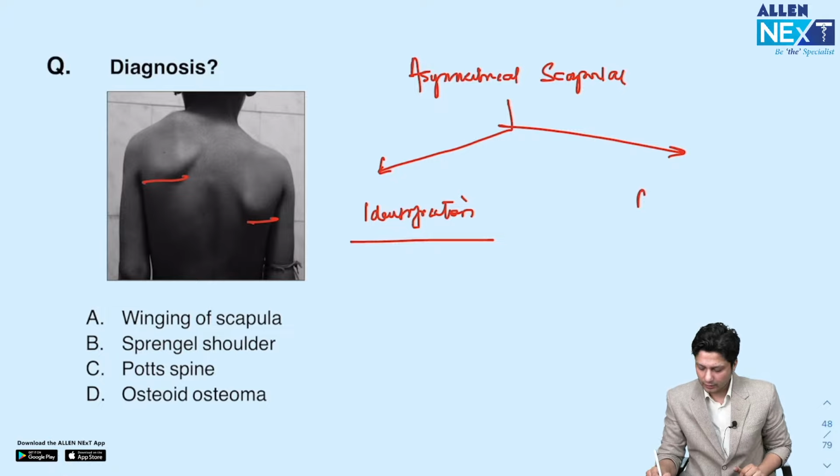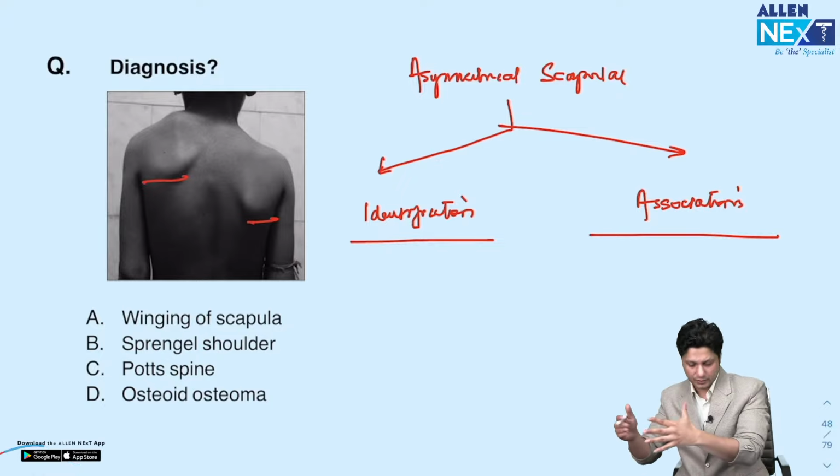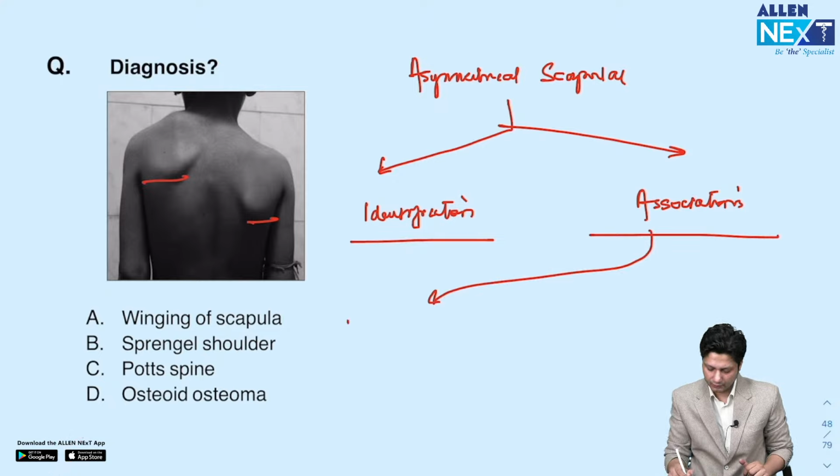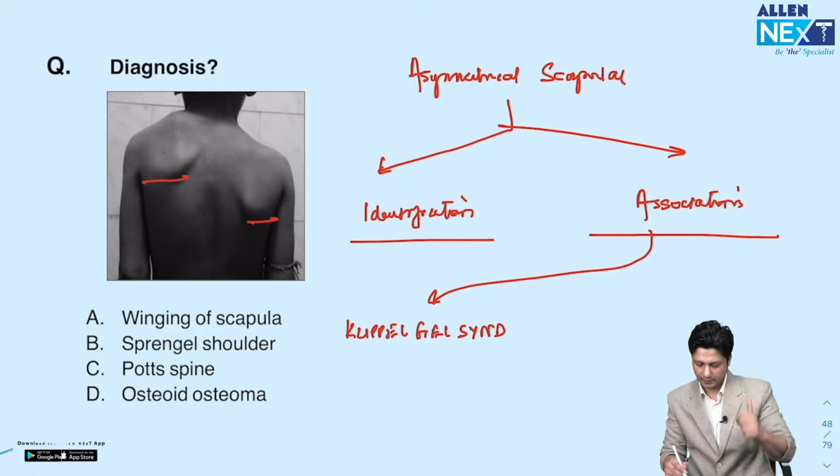Second is, what are the associations, and what other conditions can be associated with this Sprengel shoulder. So one of the associations is Klippel-Feil syndrome. You know what is Klippel-Feil syndrome? It is a congenital fusion of two or more than two cervical vertebrae.